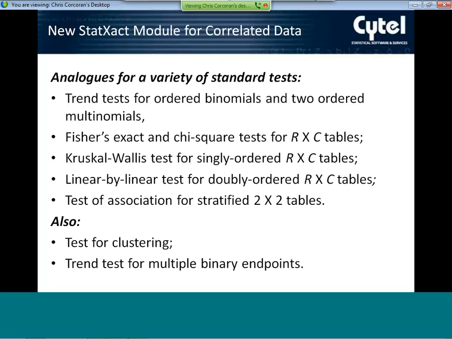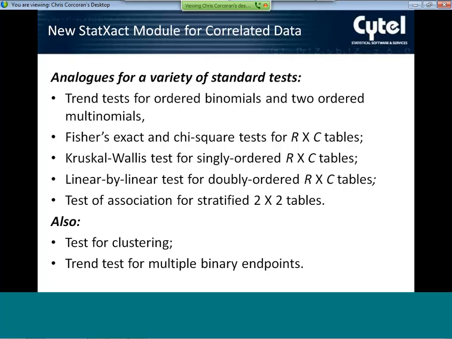And now the module in StatXact contains analogs for all of the standard tests that we use for tabular data. In other words, there's a trend test, which can also be stratified. There's a test for two ordered multinomials. And by the way, I'm going to step through examples for each of these over these last 10, 15 minutes of my presentation.